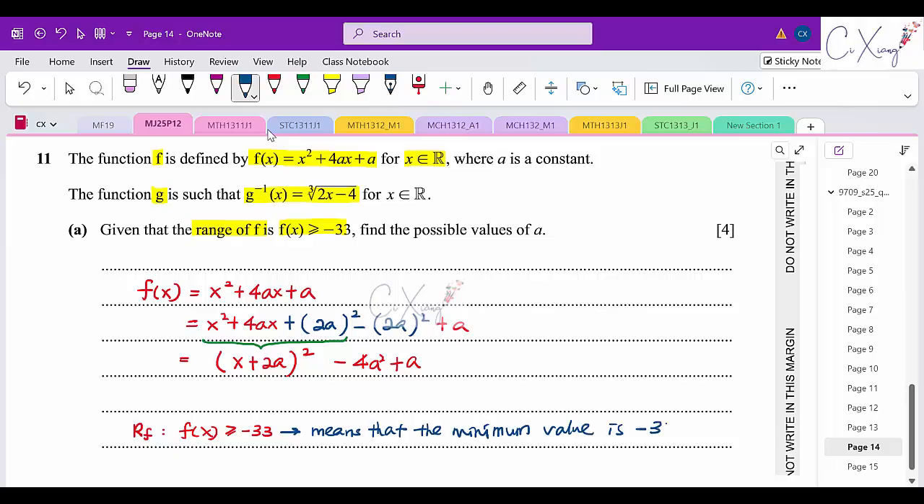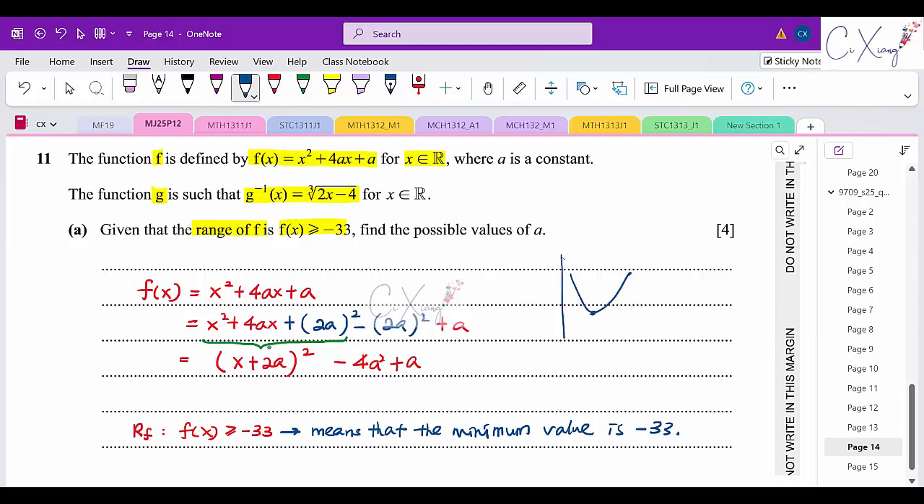Is negative 33. Okay, because when we have the completing square form, basically it means that I have the coordinate of the vertex where x equals negative 2a and also y equals this value. Alright, then in the question they did tell us that the range is greater than or equal to 33. According to the pattern that we have here, it should be a U shape for this quadratic equation.